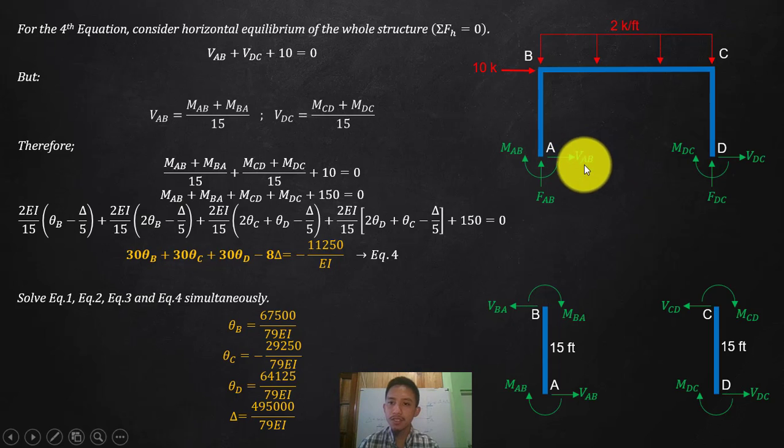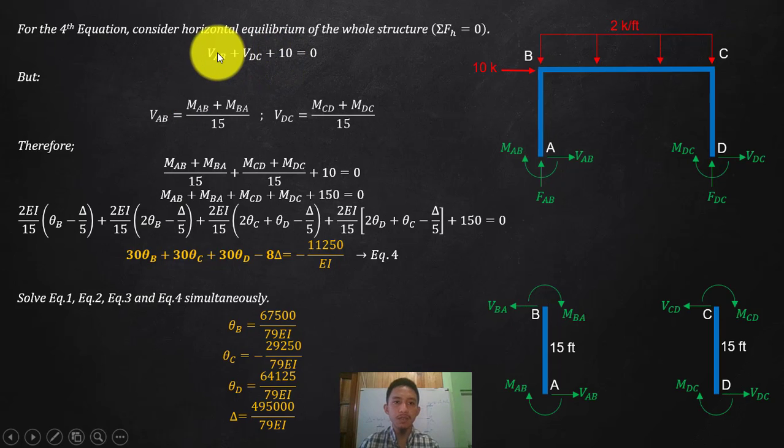So, of course, it is obvious that VAB is to the left, and VDC is to the left. So to counteract that one, but again, we are not sure of that. Okay. So we will try to assume positive, and then later on see whatever happens. Okay. So VAB, VDC, and then 10 kips are all positive. That should be equal to 0. So summation horizontal is 0, equilibrium.